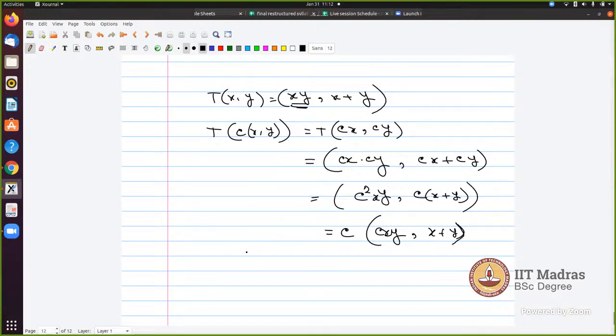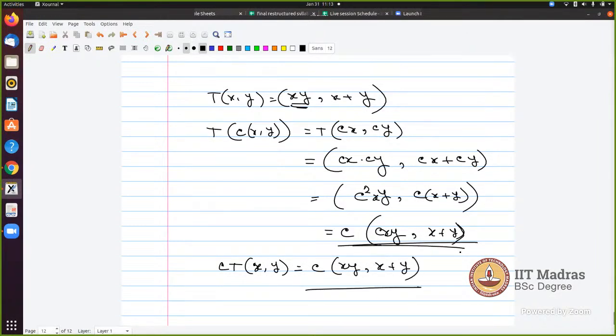And what is T of c(xy)? This is cxy into x plus y. These two are not equal, as you can see. So this will fail, because this element xy is not a linear combination of x and y. Clear? So this is not a linear transformation.